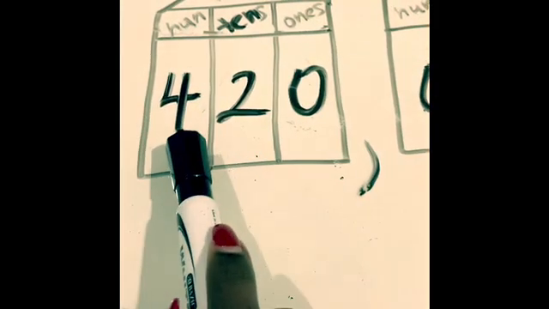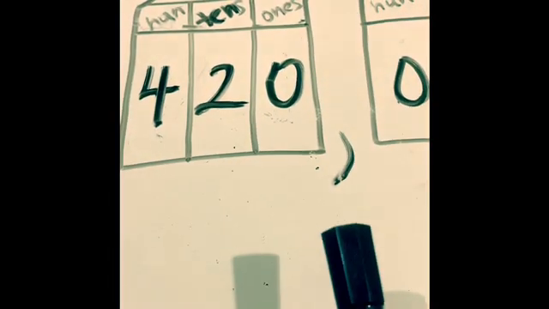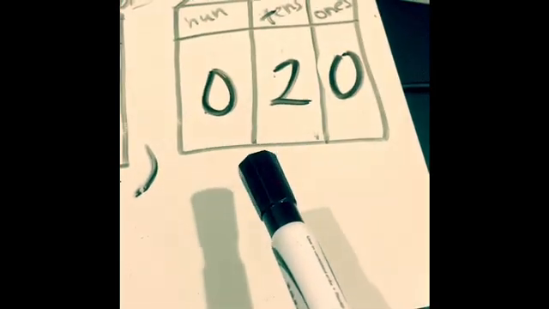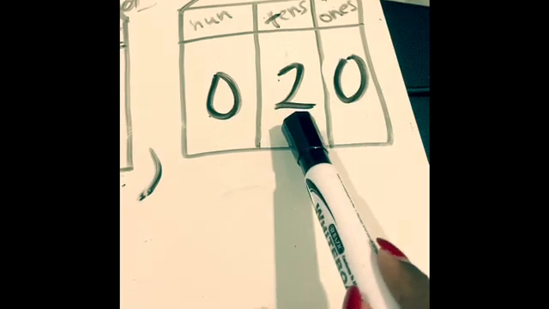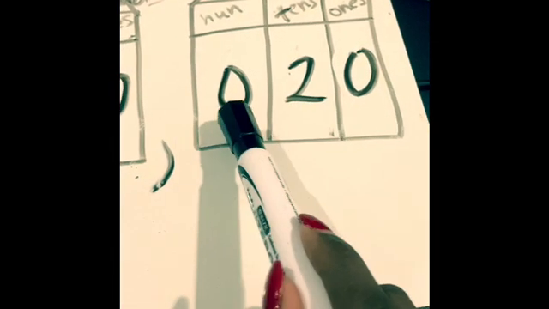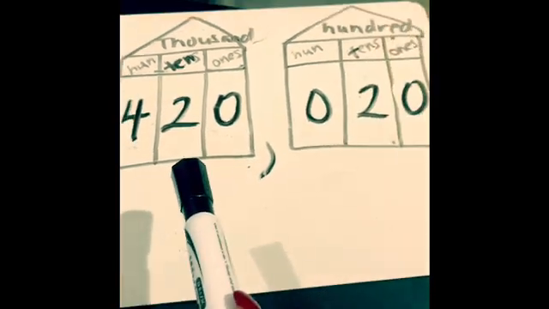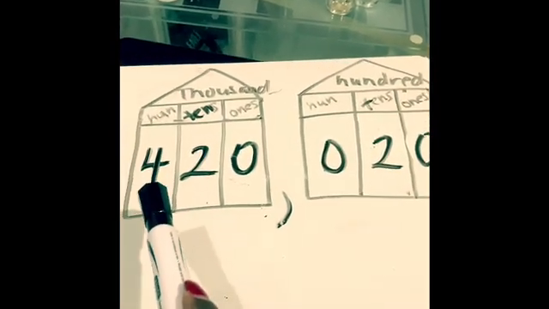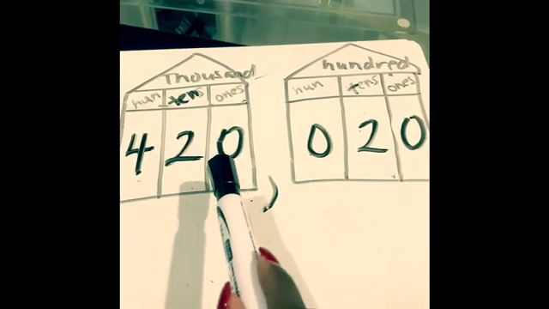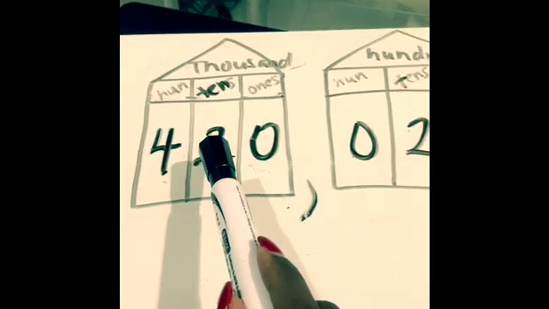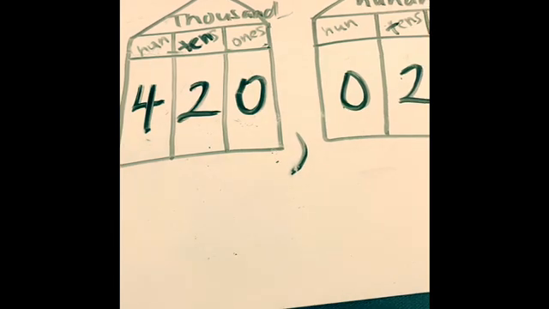So this number is 420,000 because it's in the thousands house. So 420,000, and then I move over to this house. There's a 0, there's a 2, so I know this is 20. There's nothing here, so this number is just 20. So let's do it all together. This becomes 420,020. That's all the number becomes.